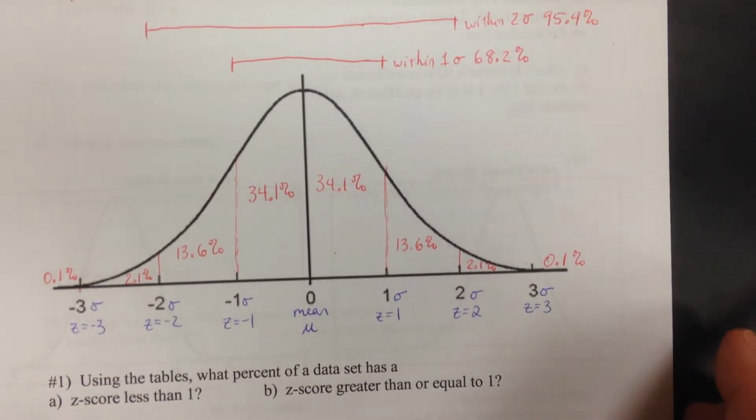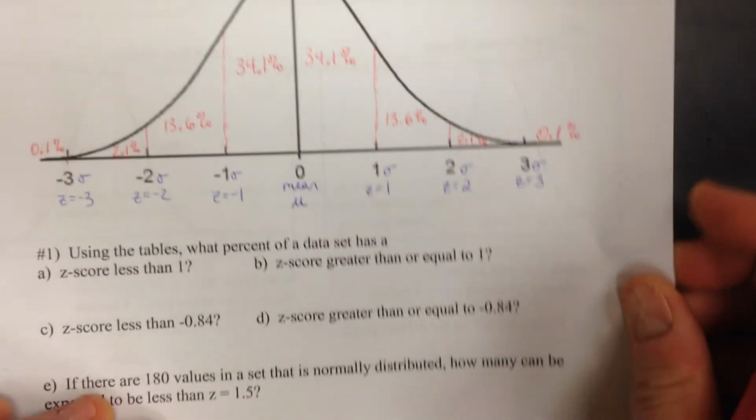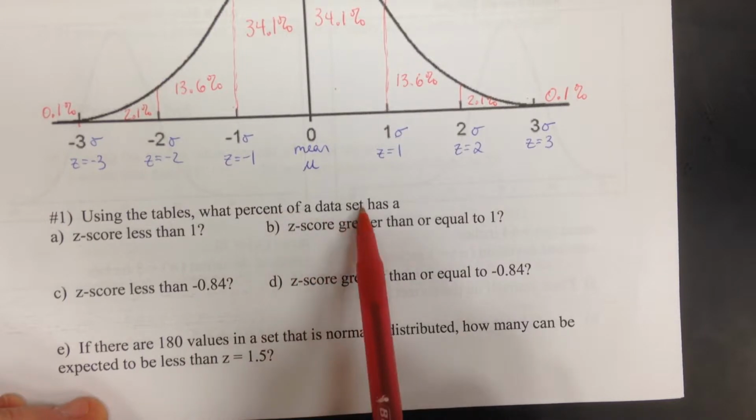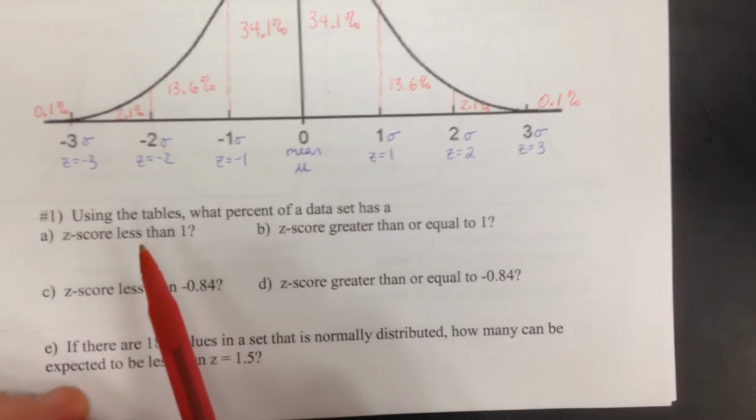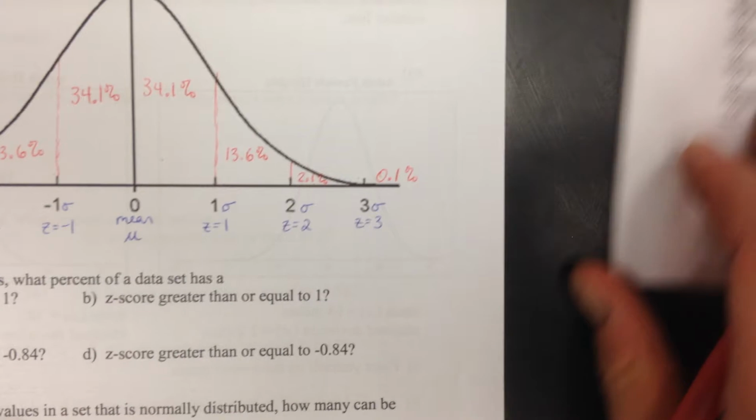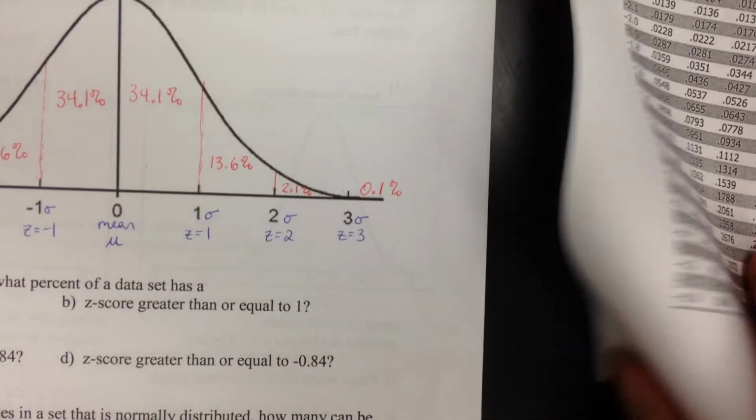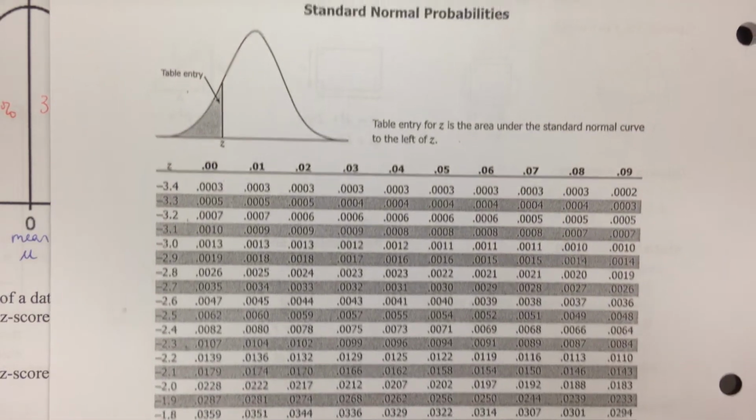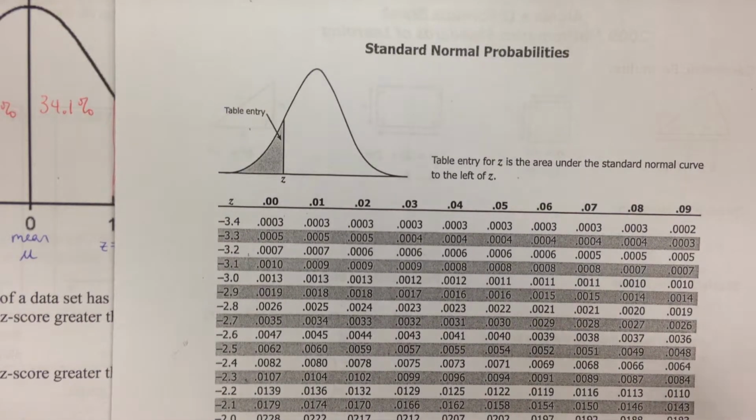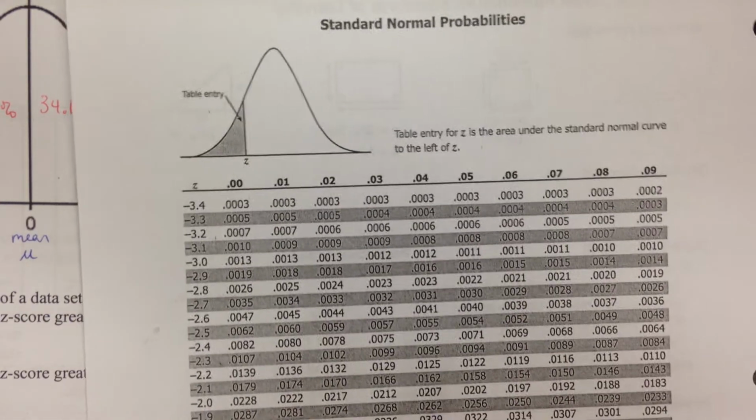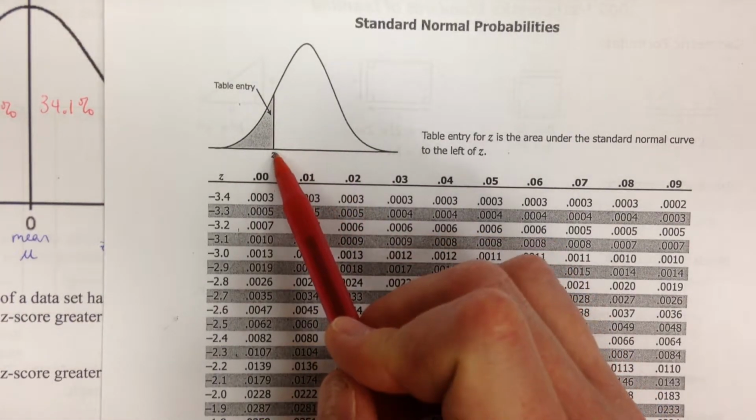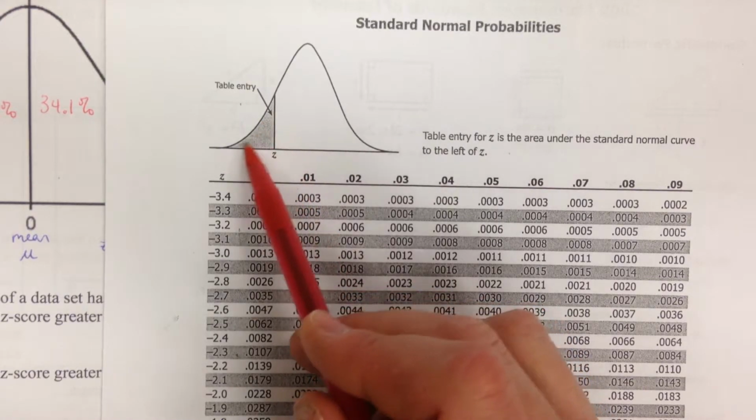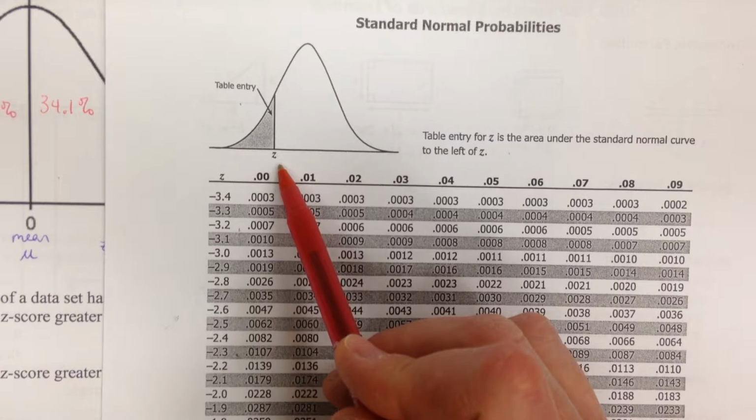All right, now we can figure out using the tables here. Example number 1, using the tables, what percent of a data set has a z-score less than 1? Well, we have this table of values of z-scores. And you'll notice there are a lot of numbers here, a lot of numbers. What the z-score tells you, we can use this table to figure out the percent of numbers that are to the left of that value.